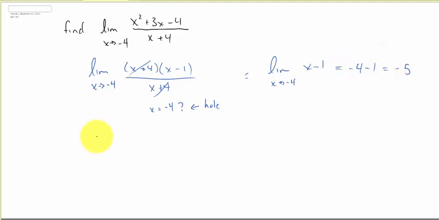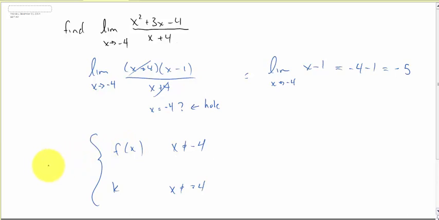This is kind of like that question where we had that funny piecewise thing here and then k there, and this was when x doesn't equal negative 4, and when x does equal negative 4, and the question was, what does k have to be so that this whole thing is continuous? Well, it would have to be negative 5 in this case. And that was from one of the earlier videos that I did in this section.